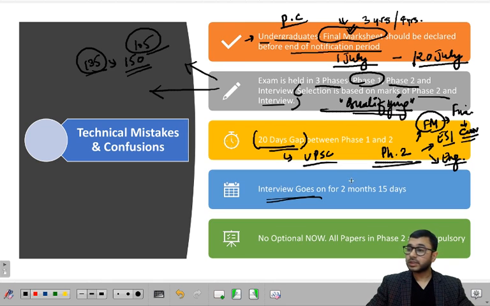The next is how long does the interview go. The interview goes on for 2 months 15 days, that is 2.5 months, sometimes 3 months also. This year the interviews are finishing on 31st, and the result is supposed to be declared 15 to 20 days after the completion of interviews. Okay, normally it takes 3 to 4 days, maximum of 4 days after the completion of interviews, but this year is going to take some more time.